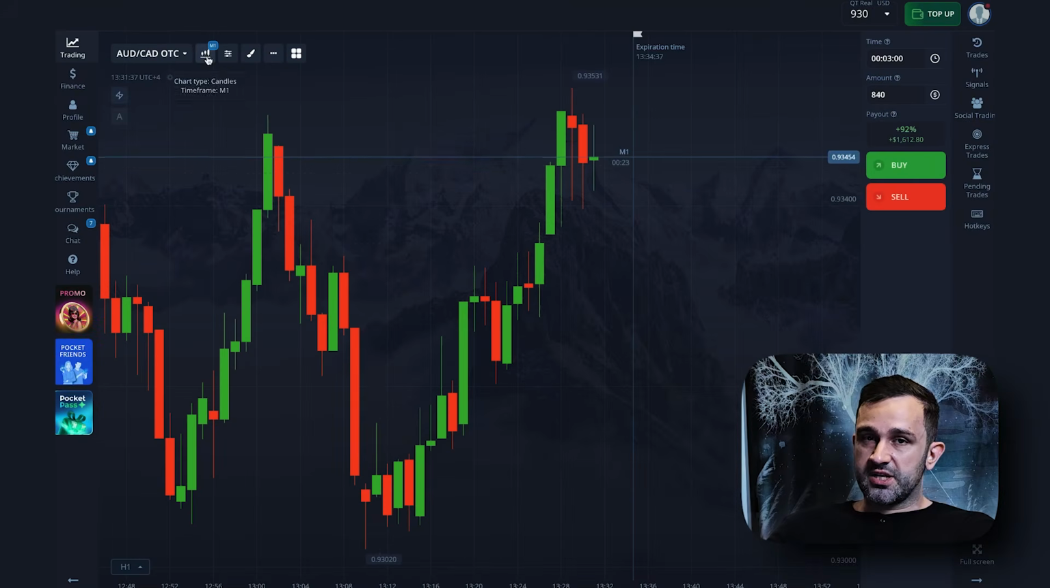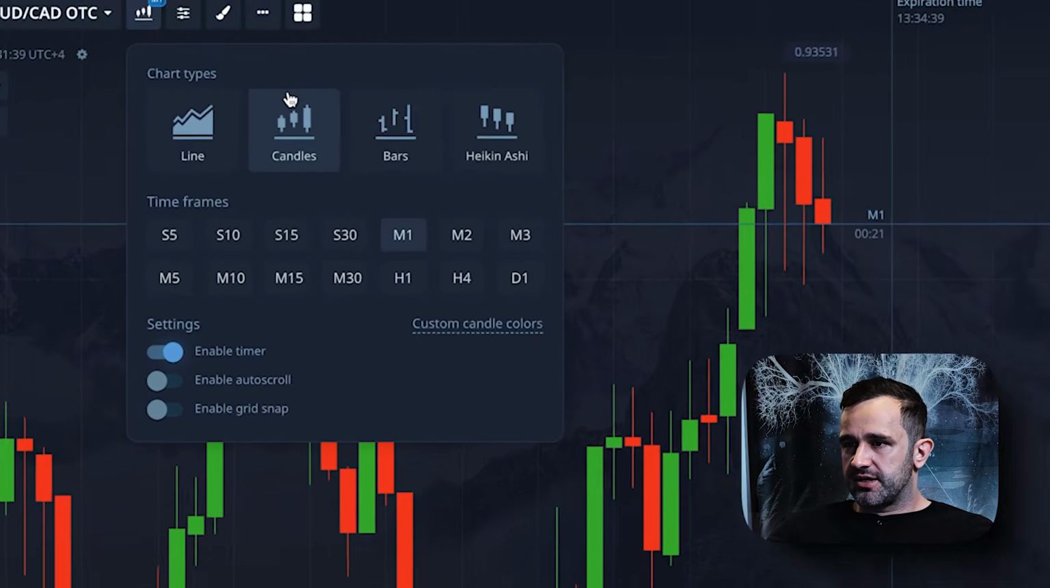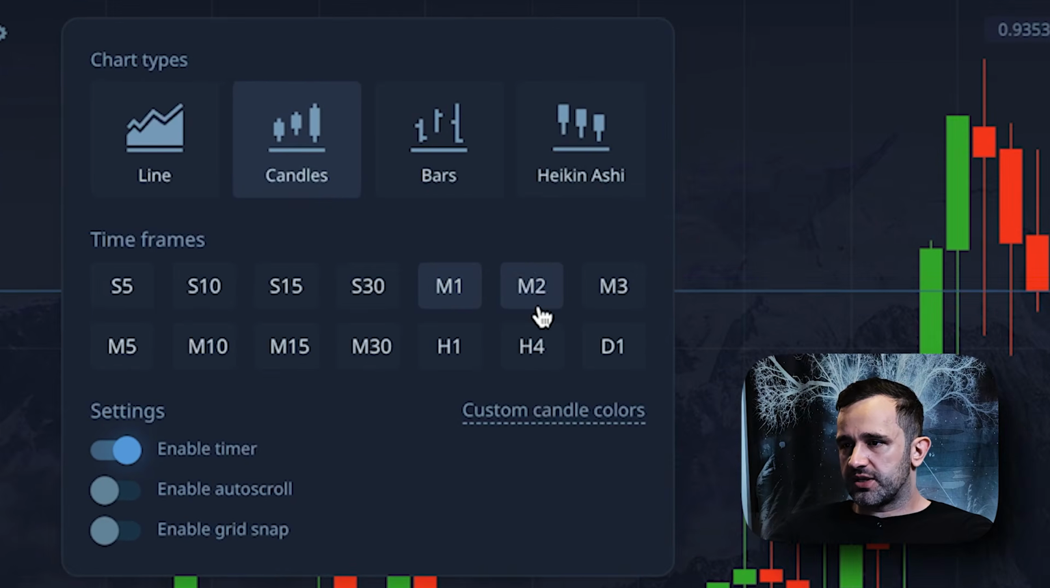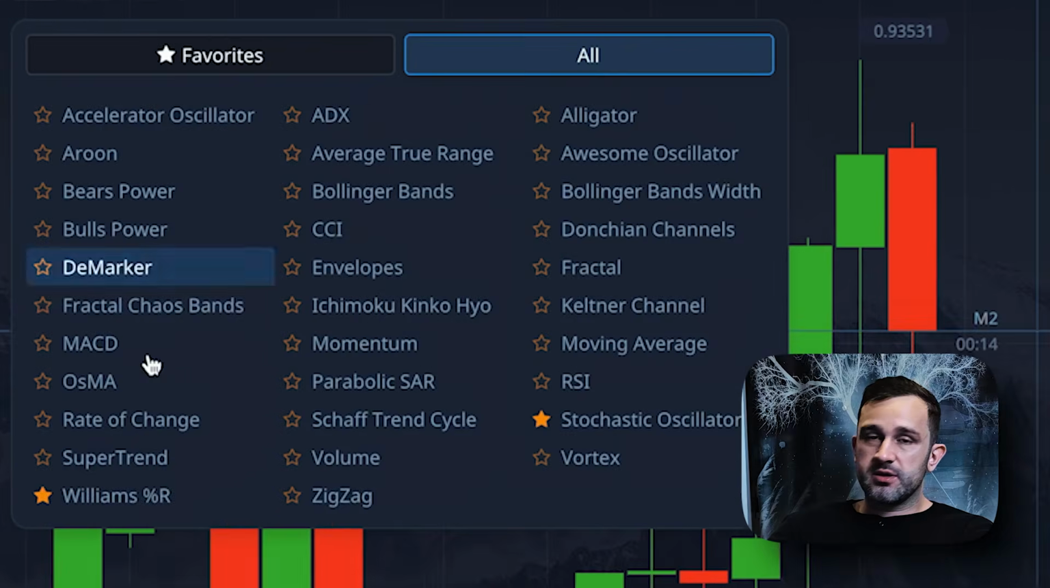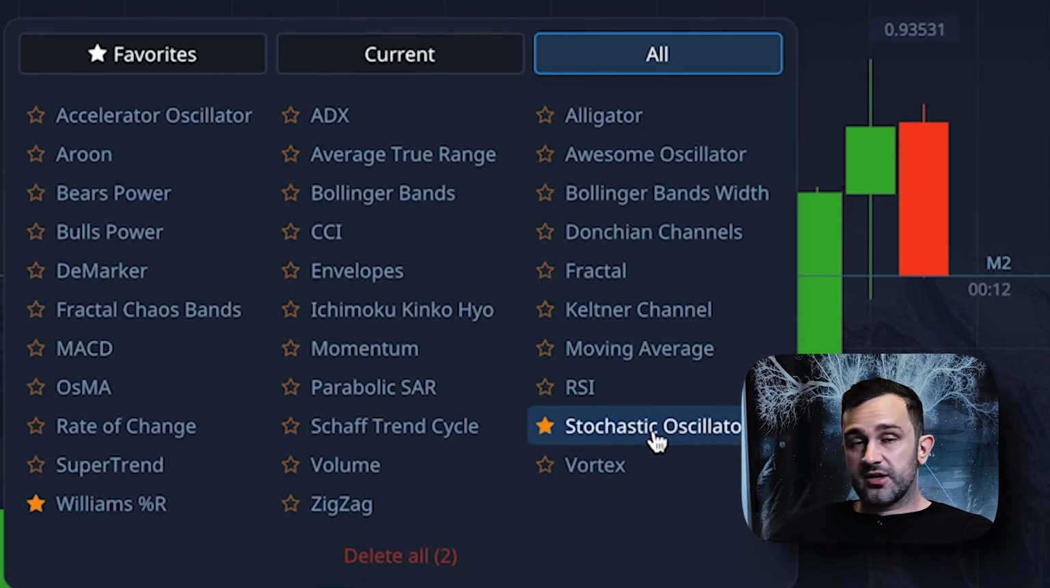I'll start with the platform setup so the chart shows the most accurate movements. I set the chart type to candlestick. Use a 2-minute time frame. The strategy is based on 2 indicators, Williams and Stochastic. For accuracy, I'll configure each one.